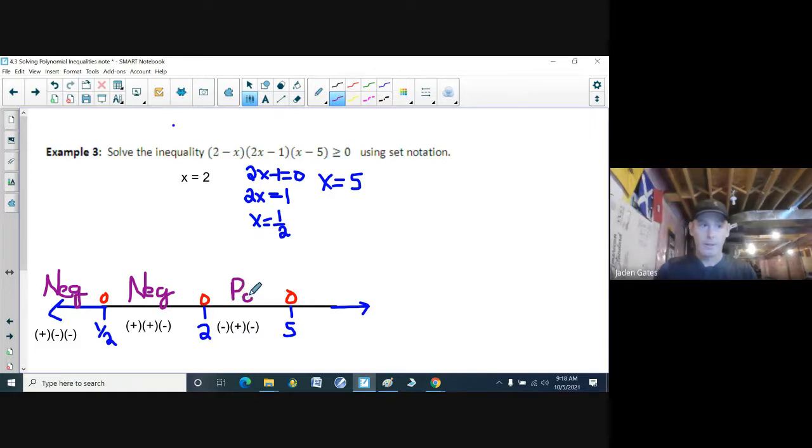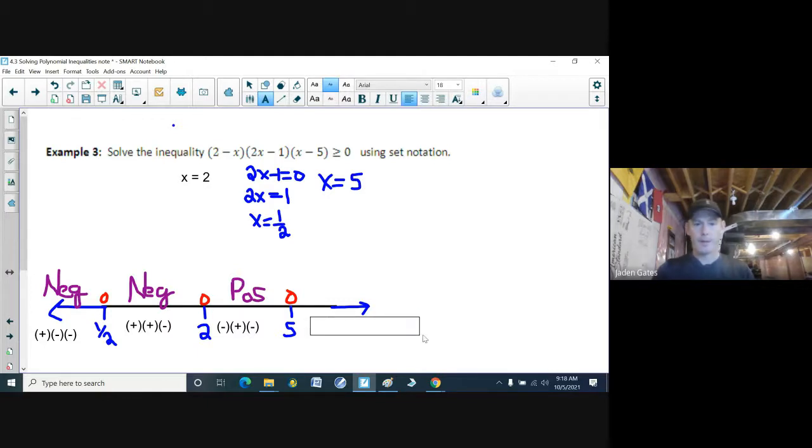Then our last interval, a number right of 5. I'm going to pick 6. My first factor, 2 minus 6, would be negative. Then our second factor, 2 times 6 is 12, minus 1, is definitely going to be positive. And the last one, x minus 5, or 6 minus 5, is positive. So in this interval, a negative times a positive is negative, then times a positive is negative.